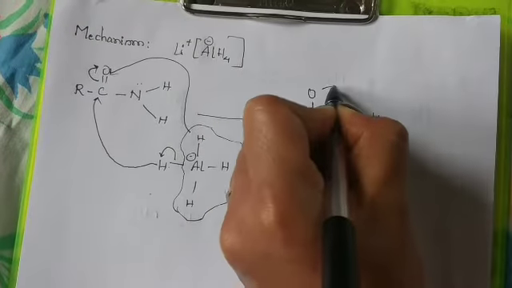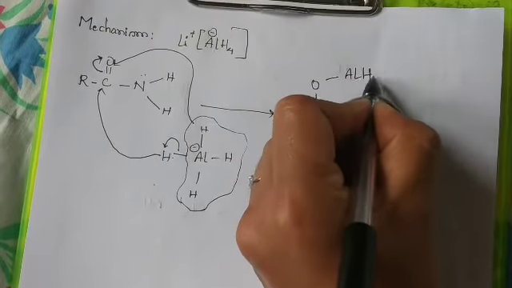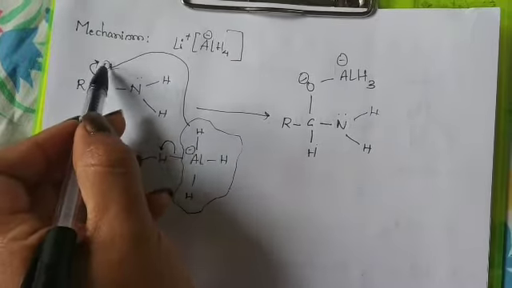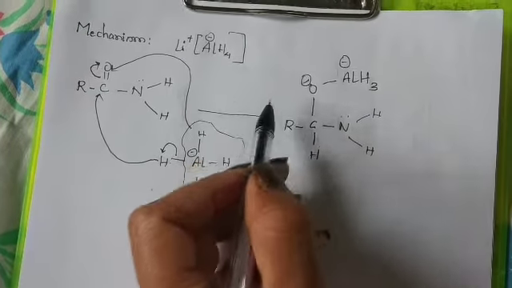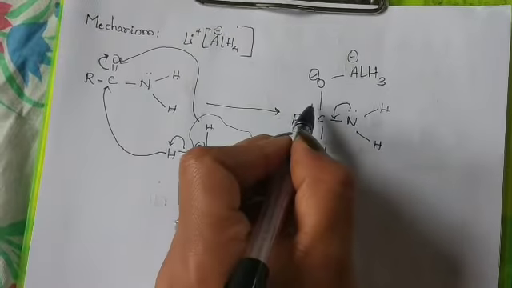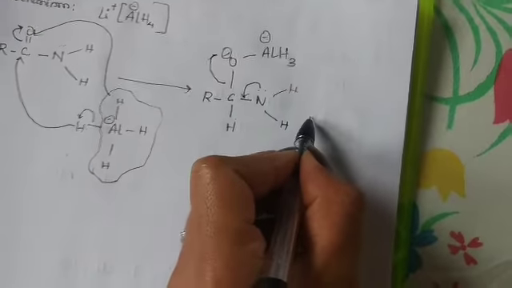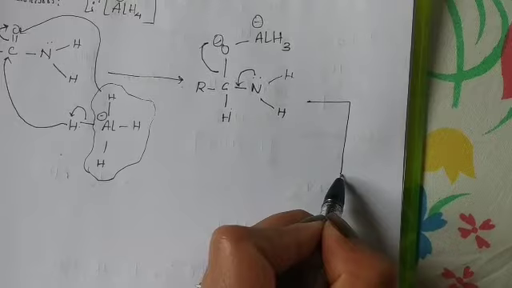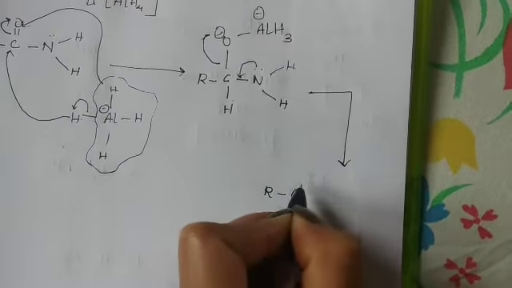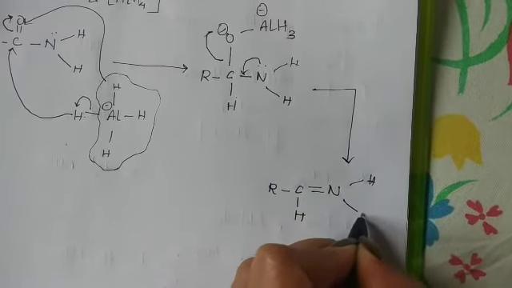Oxygen was here, and then Al with the 3 hydrogens, minus. The electrons go to the oxygen. Now the nitrogen lone pair goes here, and then there is removal of this group. Therefore, we would get here R, C, H, and H.